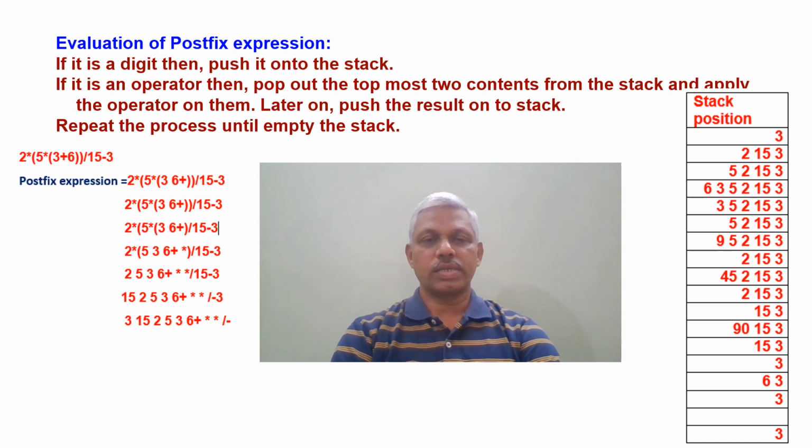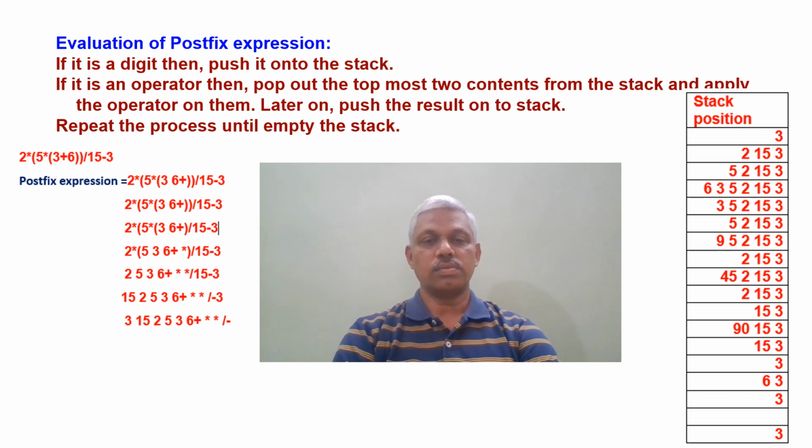So if you look at the given expression, 3 plus 6 is in the innermost bracket. First we concentrate on the innermost bracket, and star will be pushed to the right hand side of 3 comma 6. So 3 6 star is the expression inside the parenthesis. By treating this as a single number, we have 5 star that number. So again 5 and that number are placed, then star is pushed to the right hand side. Similarly, we have 2 star that number, again 2 comma that number is placed and star is pushed into the right hand side.